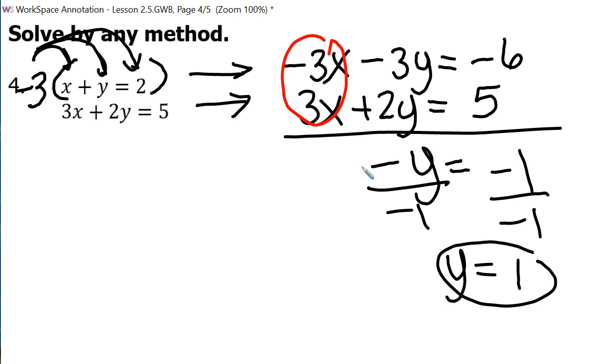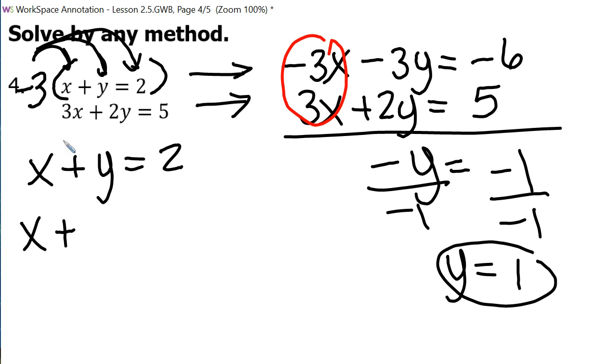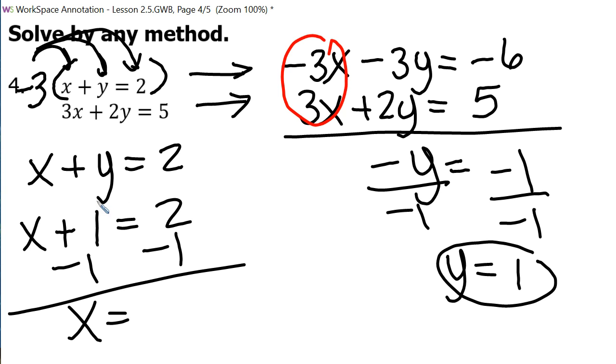Now to solve for x, go back to the original. Do we want to use top original or bottom original? Top. So x plus y equals 2. Replace the y with what number? 1. Subtract 1 from both sides. What is the answer for x? x equals 1.